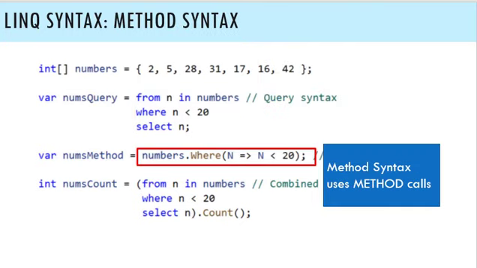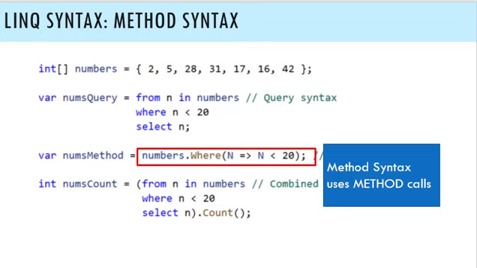The second type of syntax is method syntax. Method syntax uses standard method invocations. The method calls invoke the standard query operators, which have names such as where, select, group by, join, max, and average. You can call them directly by using method syntax instead of query syntax.